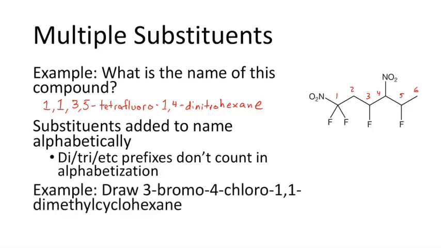Let's try another example, and we're going to draw this one. We're going to draw 3-bromo, 4-chloro, 1,1-dimethyl cyclohexane. So start with the root. The root is cyclohexane, so draw a hexagon. 1,1-dimethyl. So you can start the numbering of a ring anywhere you want. So I'm just going to write these methyls at the top, indicating that that's position 1. And then I can put the bromo, which is the next one, either to the left or the right. It doesn't matter. I'm going to put it to the left. And then the chloro, because it's 4, has to be opposite the 2 methyls. So I'm going to put it at the bottom like that.